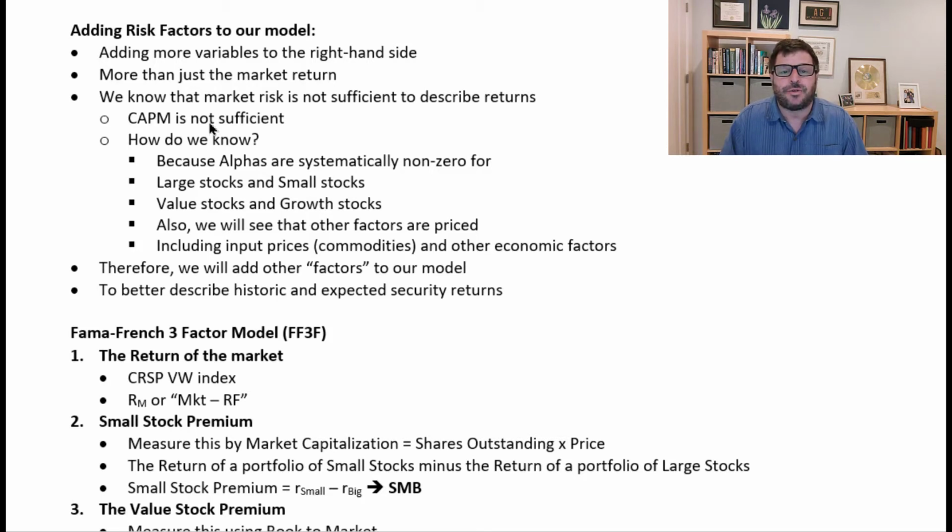Okay, so what we're going to do now is add more variables to the right-hand side. We're going to add more risk factors to our model, more than just the market return, because we know that the market risk is not sufficient to fully describe returns. The CAPM isn't sufficient. Well, how do we know? Because alphas are systematically non-zero. We know that large stocks and small stocks and value stocks and growth stocks will have either positive or negative CAPM alphas. And so we'll see that other factors are priced.